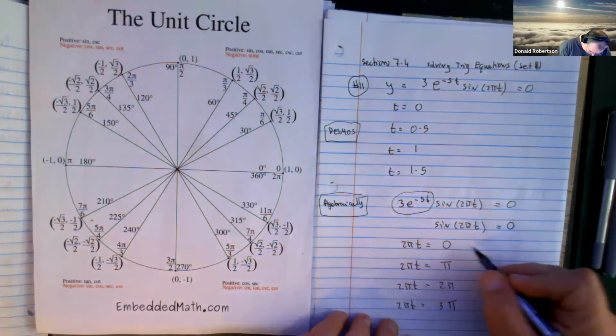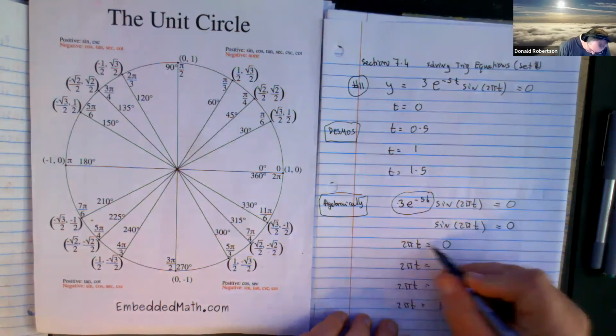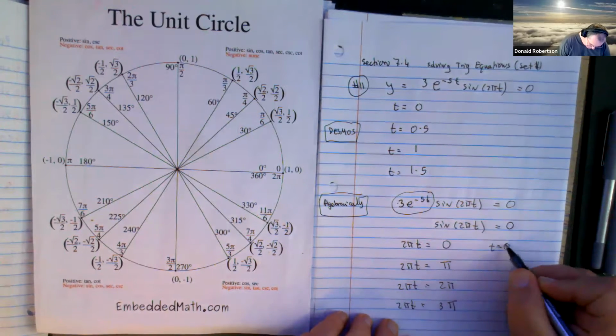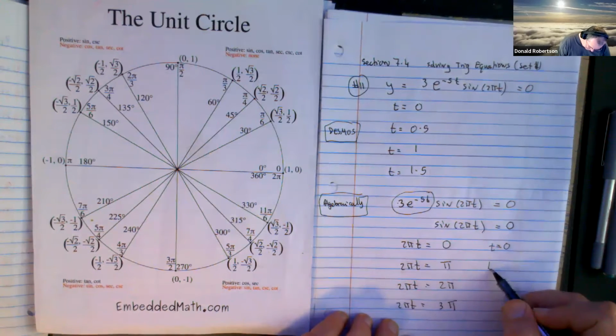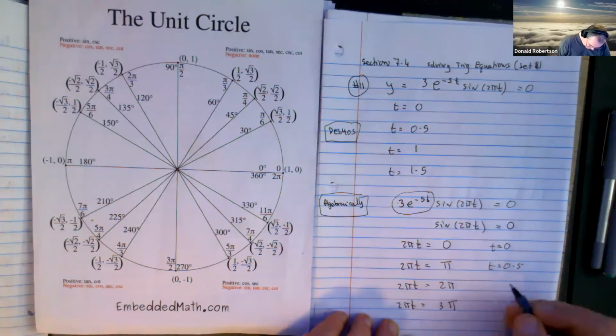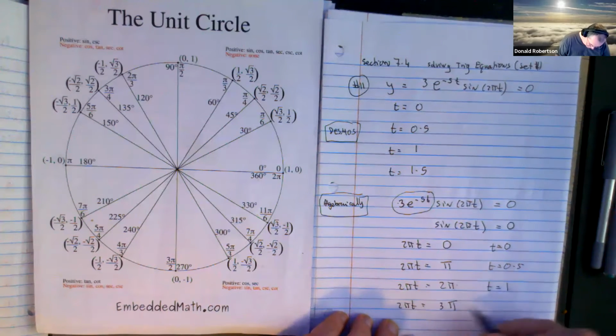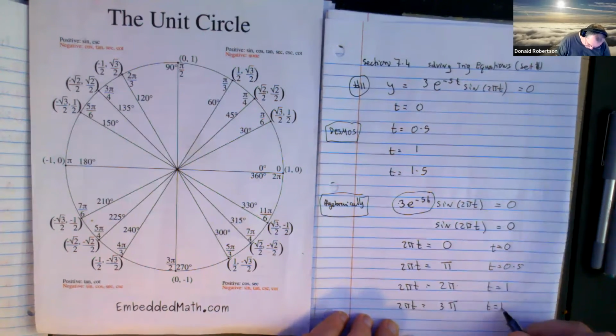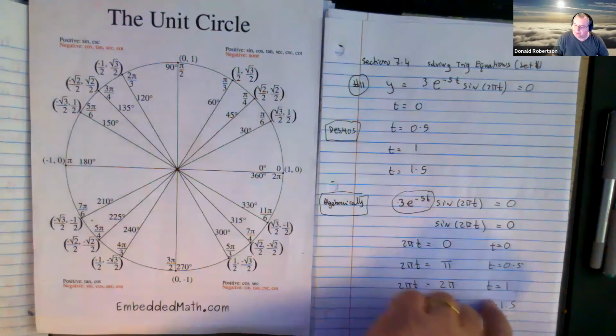Now, if you divide both sides by 2 pi, you get this. If you divide these by 2 pi, you get 0.5. If you divide these by 2 pi, t equals 1. And if you divide these by 2 pi, t equals 1.5. You see, it's a perfect match.